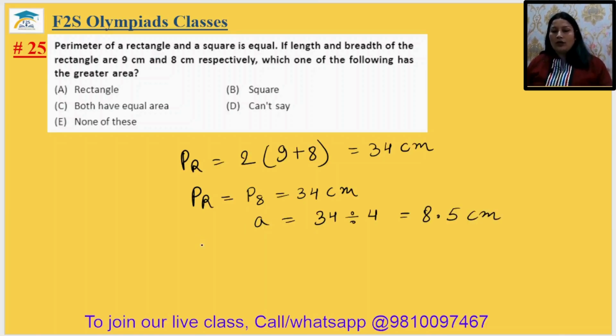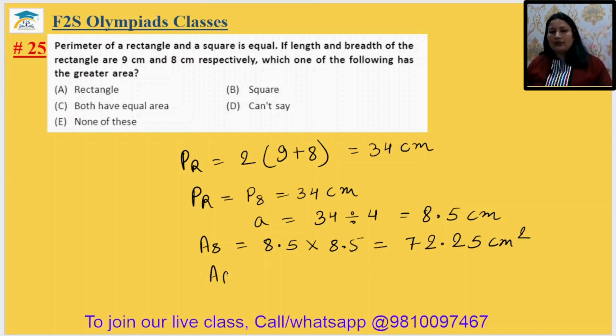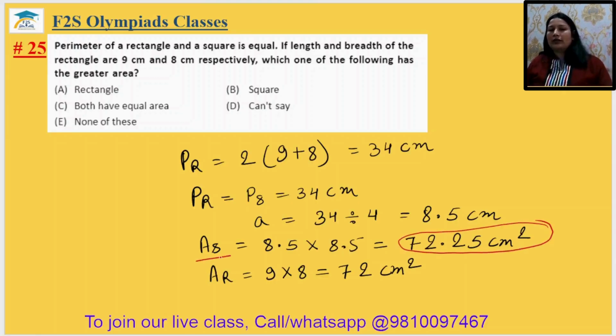Okay. Now area of the square. Area of the square is 8.5 multiply by 8.5. Since we know area of the square is side multiply by side. So this is your 72.25 centimeter square. Okay? And area of the rectangle will be your 9 multiply by 8. So 9 8s are 72 centimeter square. So whose area is more? So we can just check area of the square is more. Answer will be option B. 25th answer is option B.